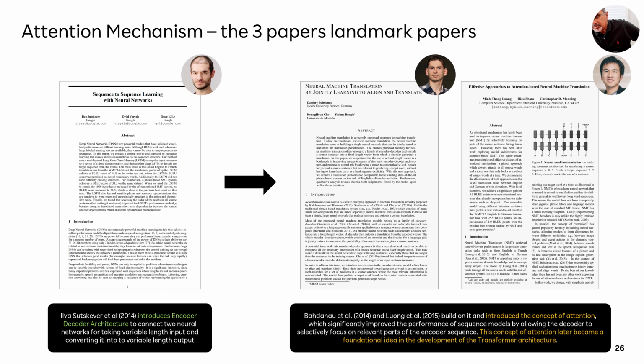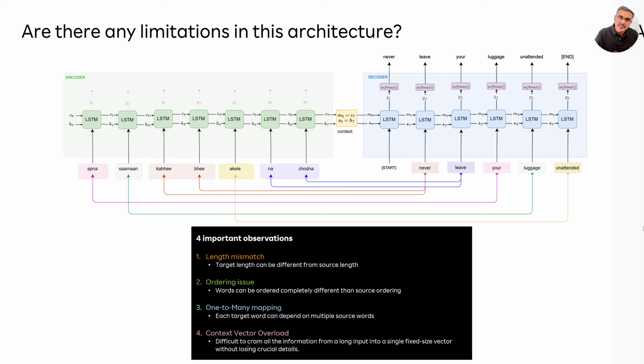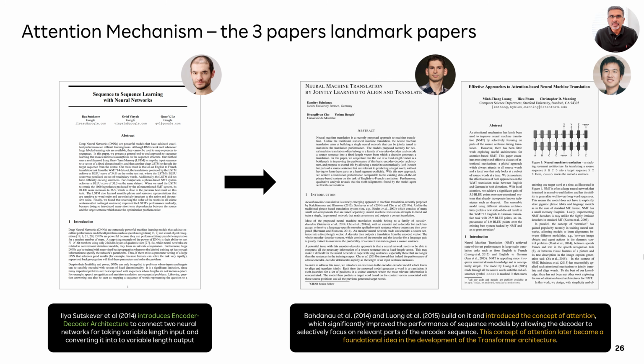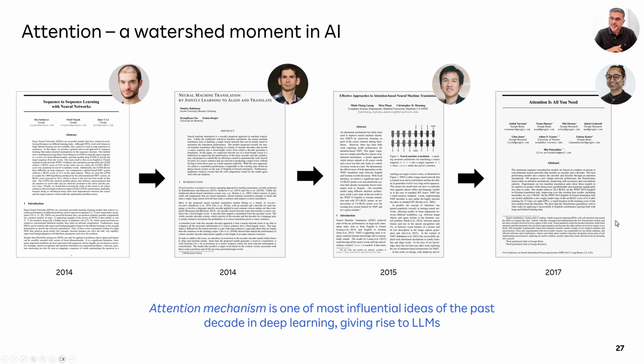The other observation they made is, like I said, the words do not have one-to-one mapping. So some words need to focus on one or more words in the source language, and the ordering could be different and all that. So it was Bahdanau in 2014, after he saw the sequence to sequence paper that Ilya Sutskever published, who introduced this concept called attention. And then Luong in 2015 improved upon Bahdanau's idea of the attention mechanism. This is considered to be a landmark event in the world of natural language processing.